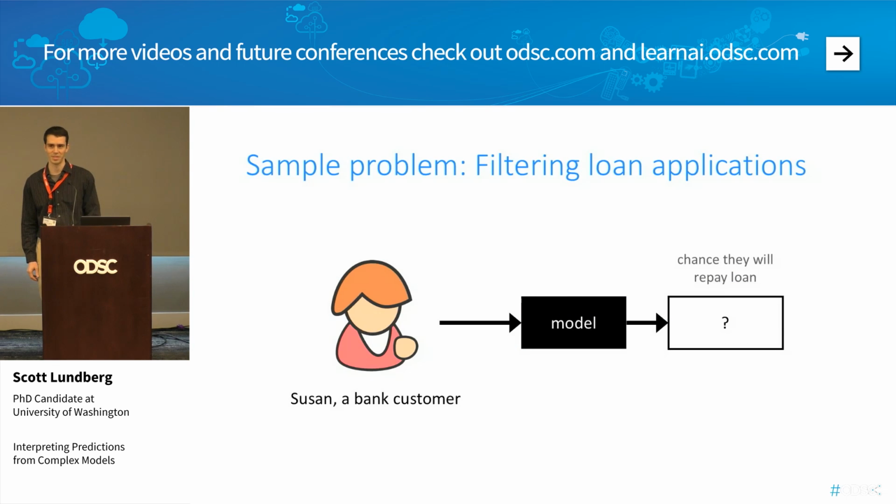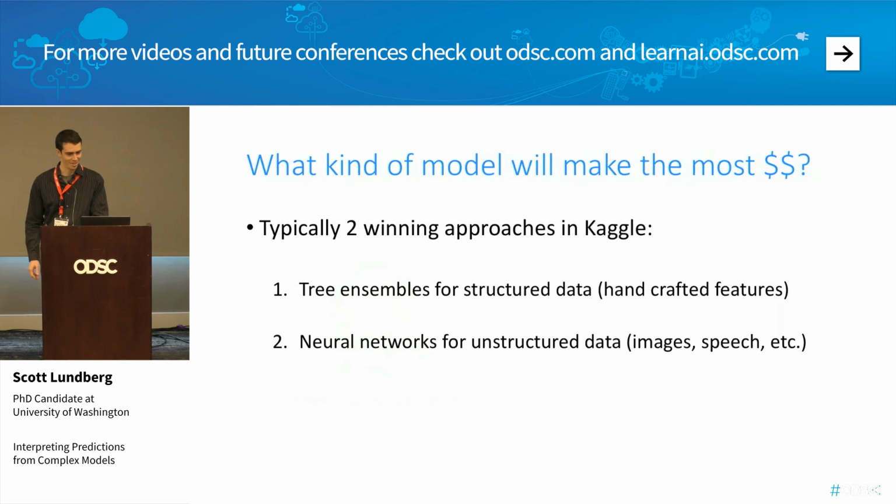Okay, let's start with a basic problem. Imagine you're a data scientist at a bank. You are tasked with building models that predict whether people are going to repay their loan. Imagine Susan is a bank customer. She comes in, her data goes through this model, and you spit out an output. And if you do a good job, then the bank's going to make more money, right? So you want an accurate model here.